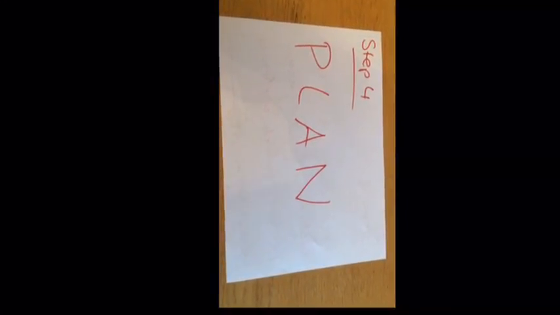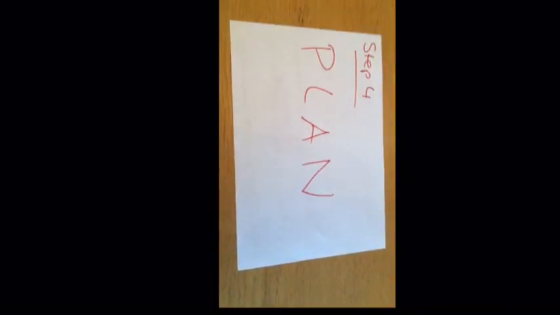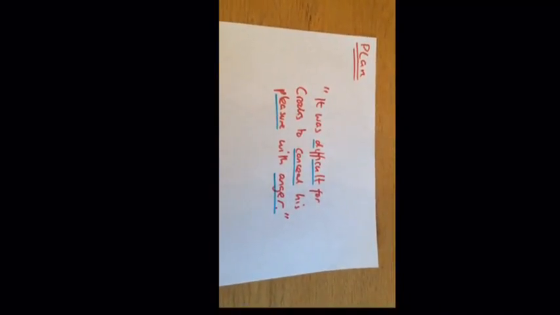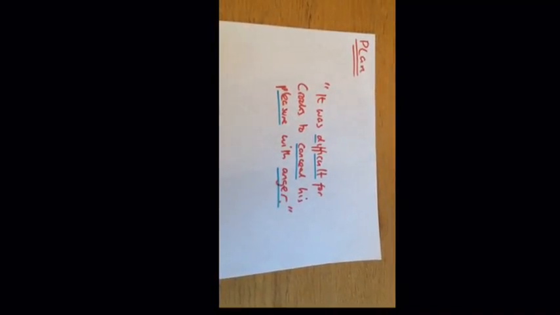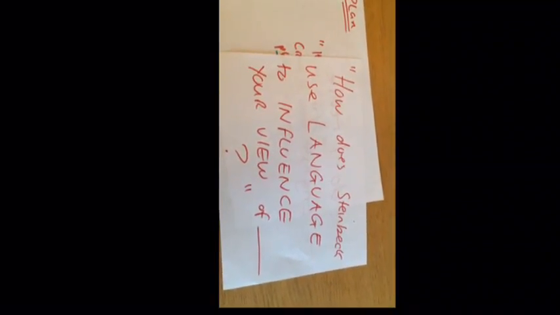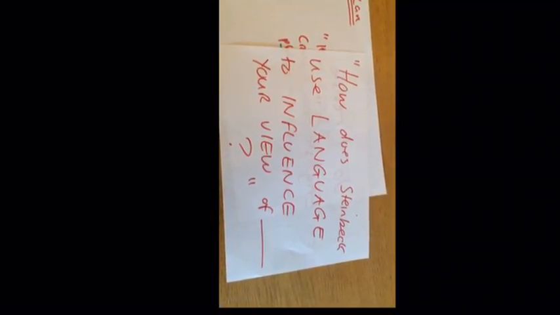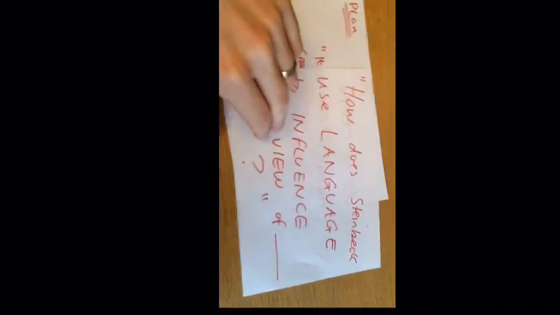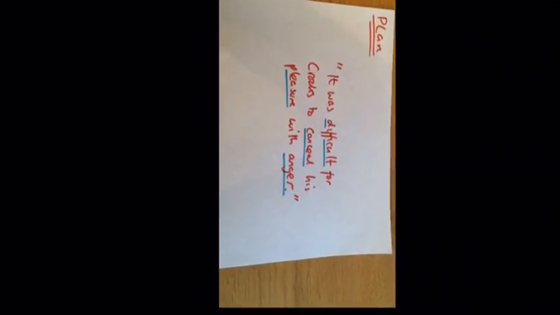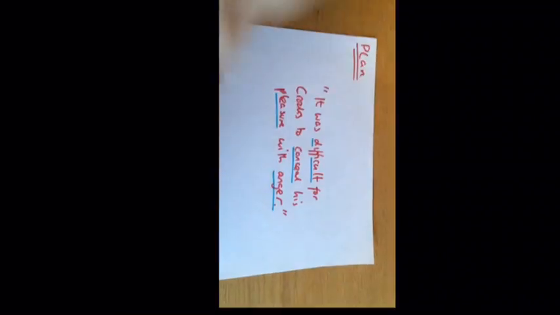Right, step 4 is to plan. All right, so we've got 4 quotations, but for the purpose of this, we're just going to focus on this one. It was difficult for Crooks to conceal his pleasure with anger. All right, so remember, as always with this, it's an English language exam. Okay, and of course we go back to the question, how does Steinbeck use language to influence your view of something, in this case Crooks? We're going to think, how have particular features of language made us feel a certain way about Crooks?